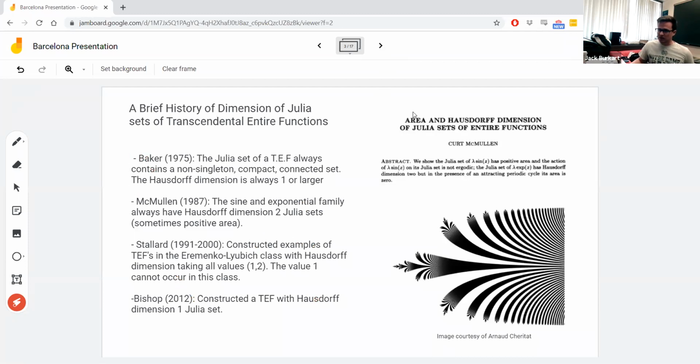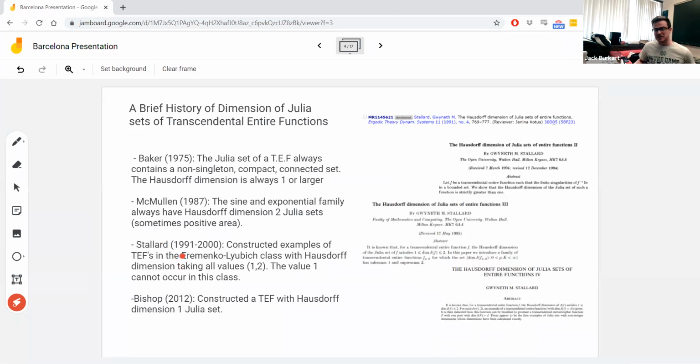Now, almost all of the major progress here is due to a series of 4 papers by Gwyneth Stallard. I have to apologize, I couldn't find the journal article for one of them. It was behind a paywall, so I had to use MathSciNet, but I got all the other articles right here. Gwyneth Stallard constructed examples of transcendental entire functions in our friend, the Eremenko-Lyubich class, where the singular values are bounded, and a lot is known about the Eremenko-Lyubich class. Over these 4 papers, Gwyneth proves that we can construct entire functions with Hausdorff dimension taking any value between 1 and 2.